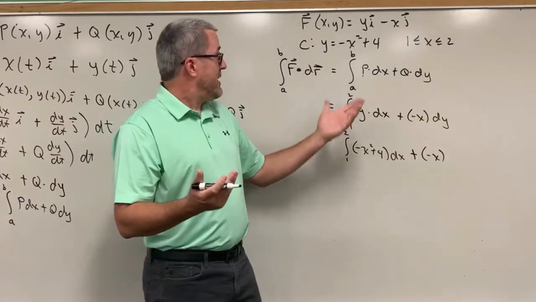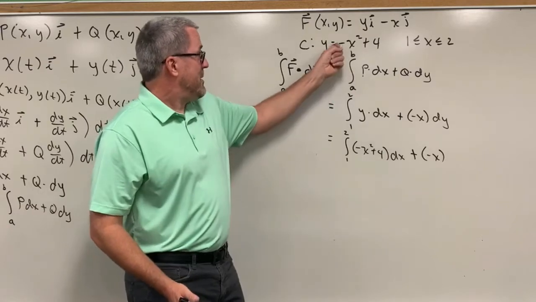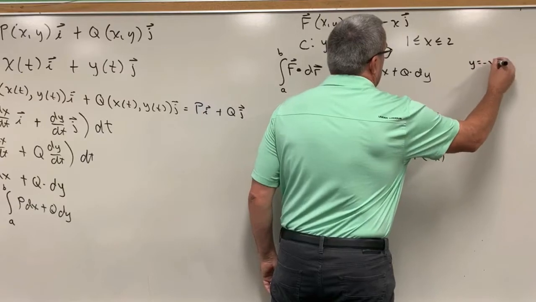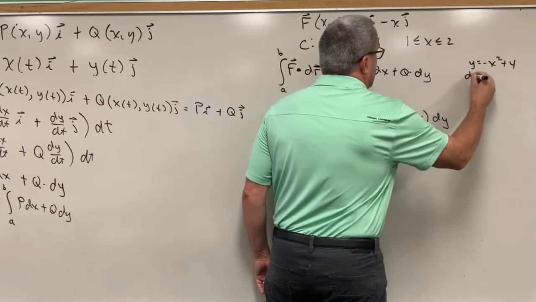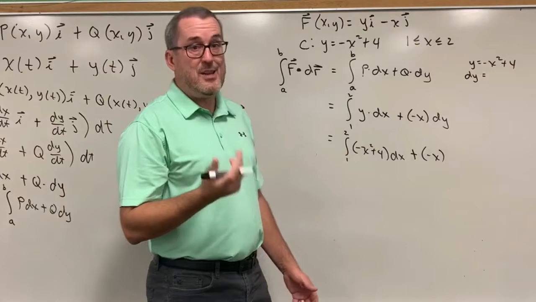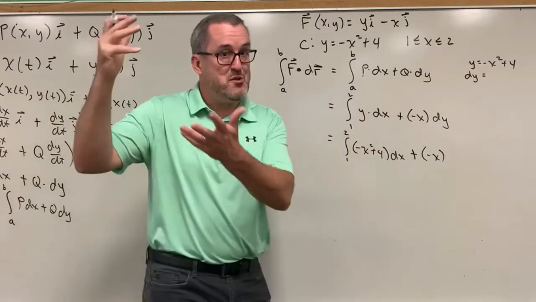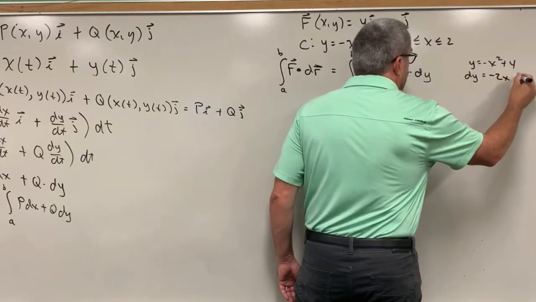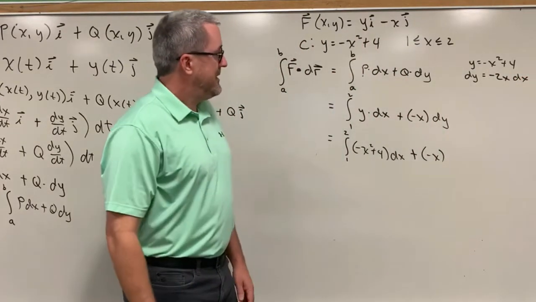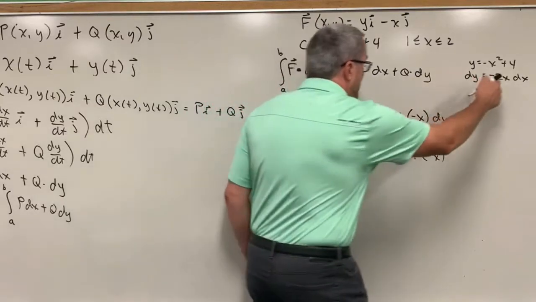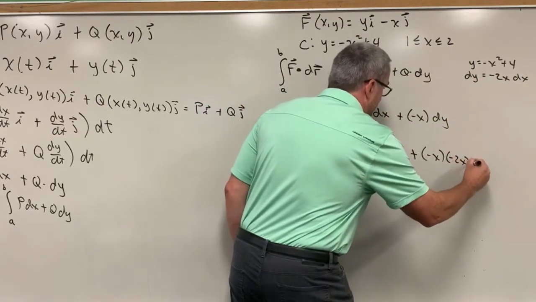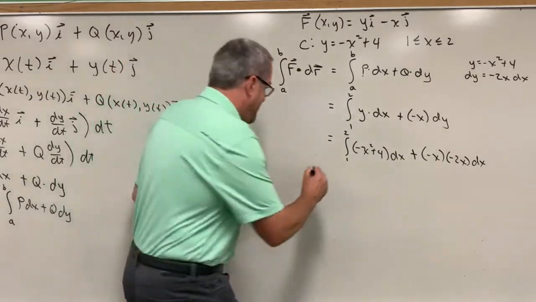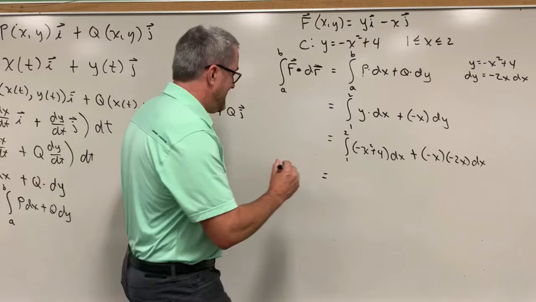Let's do a little bit of work and find out what dy would be. Now remember, y is equal to negative x squared plus 4. Therefore dy, or think about dy/dx, we're just going to again move the differential dx to the right side. dy would be negative 2x dx. So we're going to replace dy with negative 2x dx.